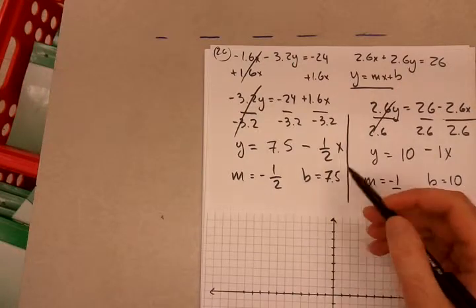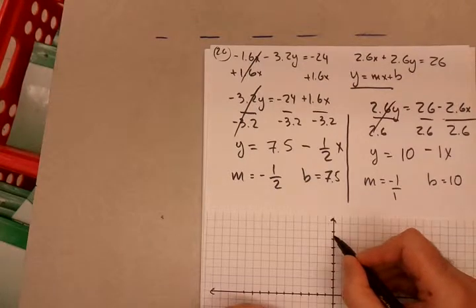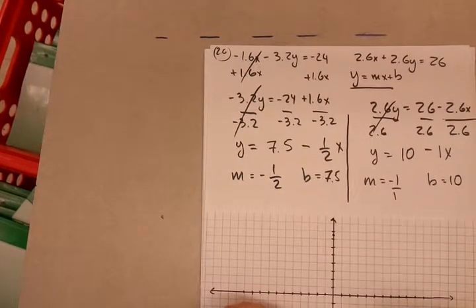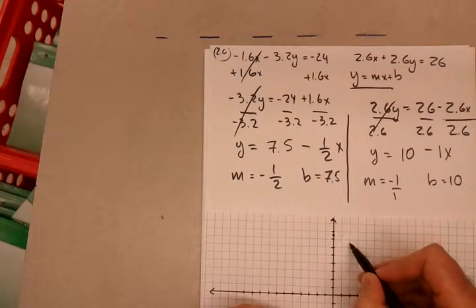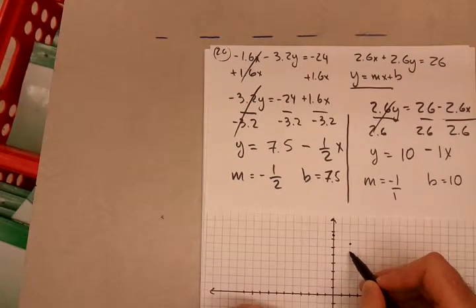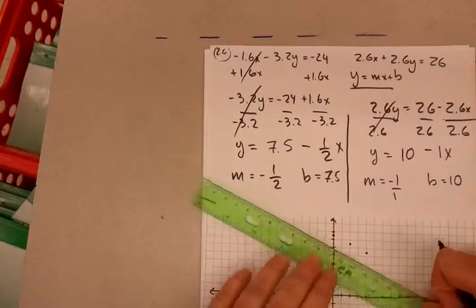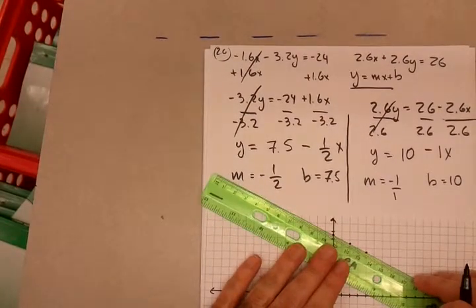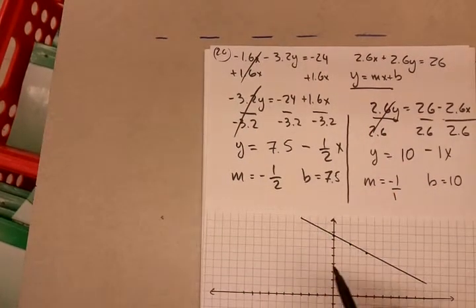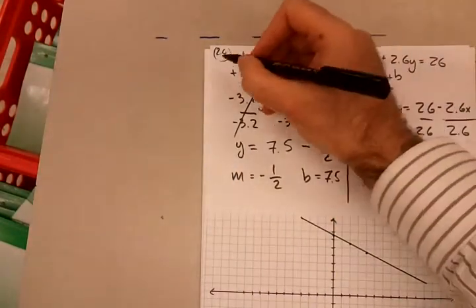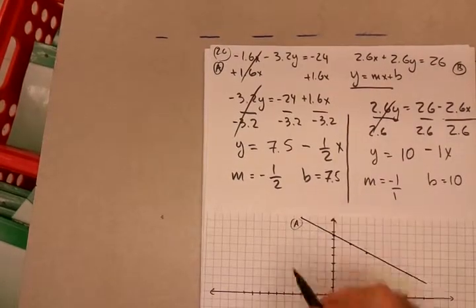So the first one, the intercept is at 7.5. So 1, 2, 3, 4, 5, 6, 7, 7.5. So it's right here. And the slope is negative 1 over 2. So down 1 over 2. Down 1 over 2. Down 1 over 2. And that should be enough. 2 points or 3 points are usually enough to give us an accurate graph. So that's the first. If we label this A and B, that's equation A.